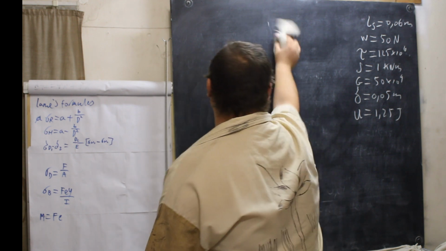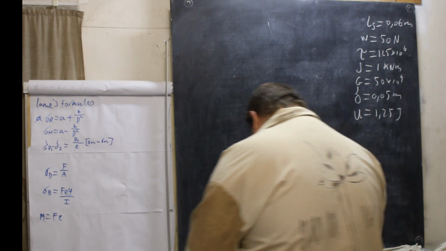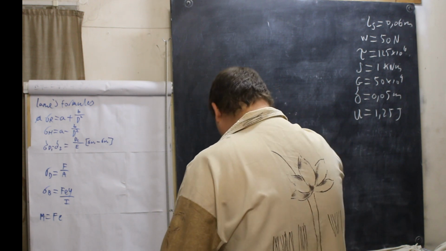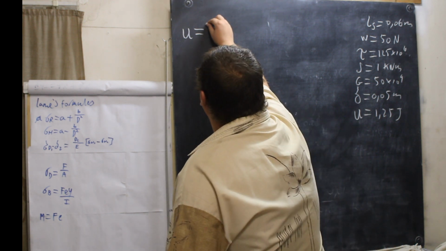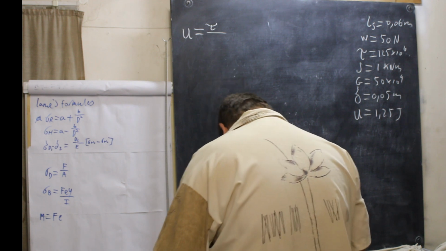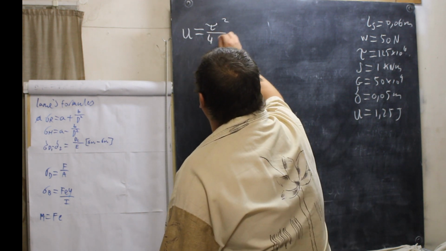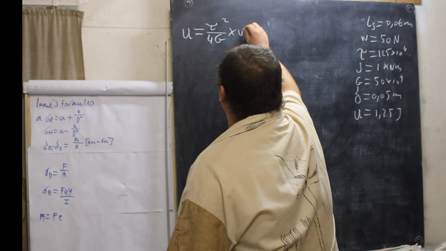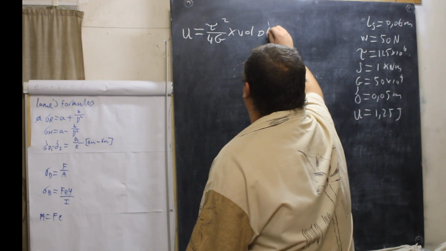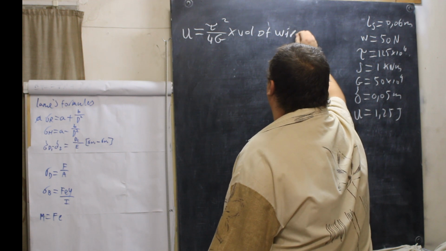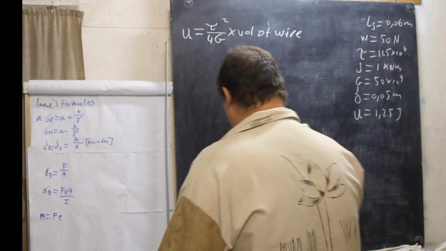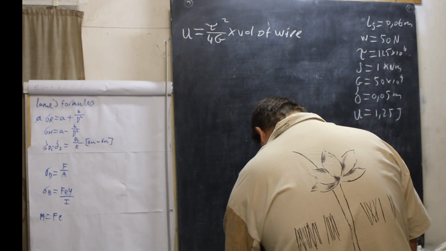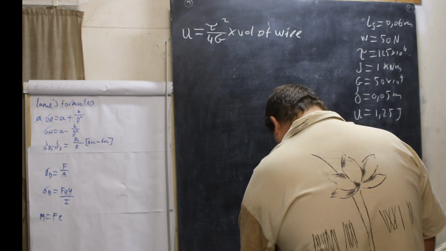Now we're going to find the diameter of the wire. First things first, we're going to say U equals tau squared over 4G times volume of wire. So this is the basis which we will have to work off of. So now we can work with that.